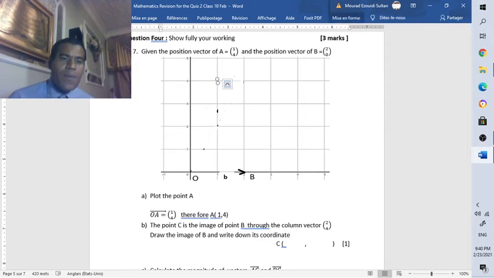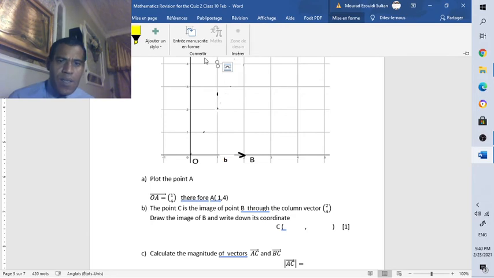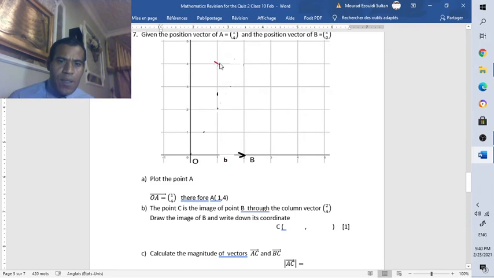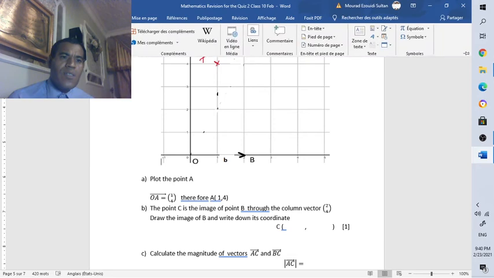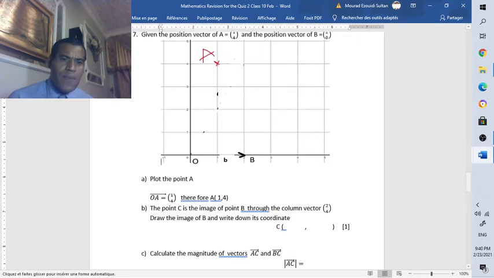Okay, this one, my learners, is the point A. I will label this one as A, clear. Then I will try to join this point. I will insert here a line like that, and I'll start from the 0. This is the vector OA.